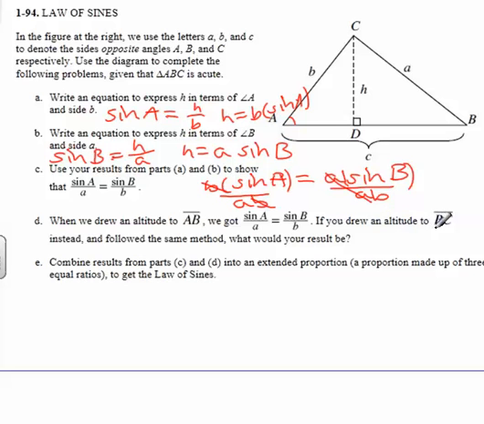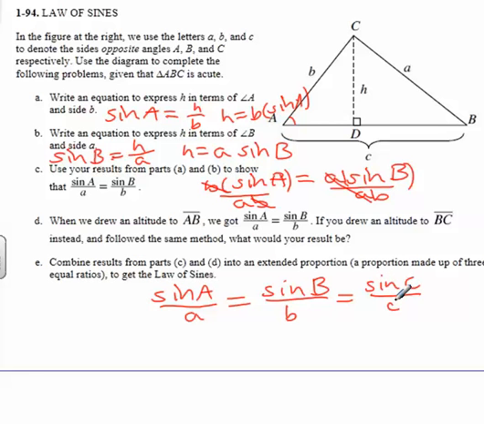If we drew a different altitude, perhaps from B to C, a height going this direction, then we would be doing the exact same pattern with slightly different letters. So if we put all of those results together, basically that says that sine of A over A is equal to sine of B over B. And if we'd used two different sides instead, we might also have sine of C over C.